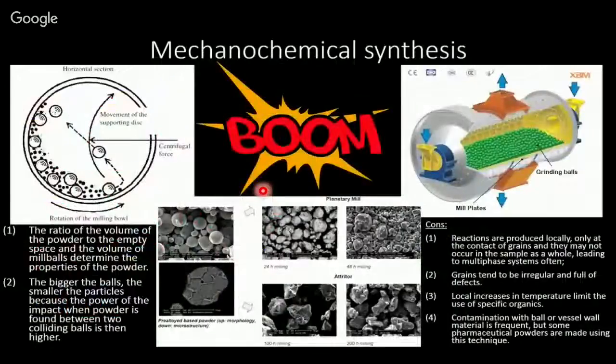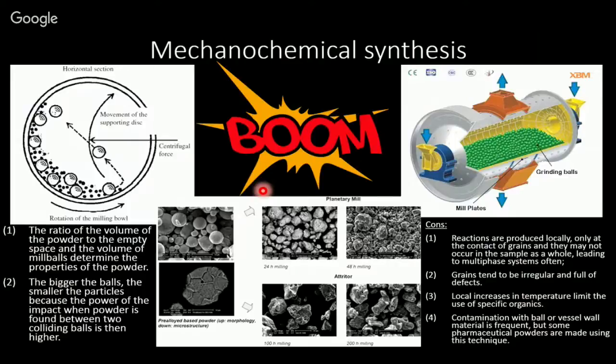Another method is the mechanochemical synthesis. Mechanochemical is not considered very elegant. Why? Because it's happening in a mill. You put things in a mill and then you just mill. It's a traditional way of making materials, but it's a very good way of making nanomaterials that otherwise cannot be made by precipitation.